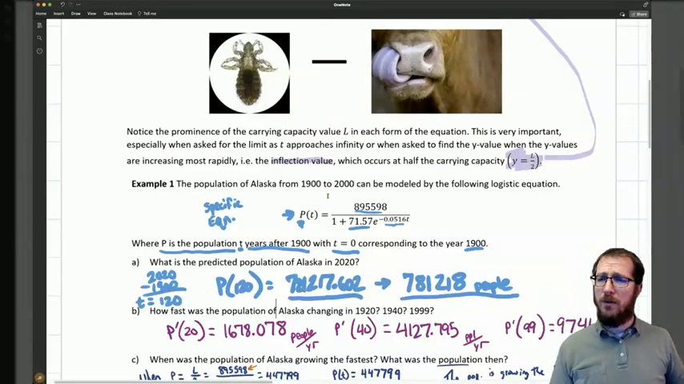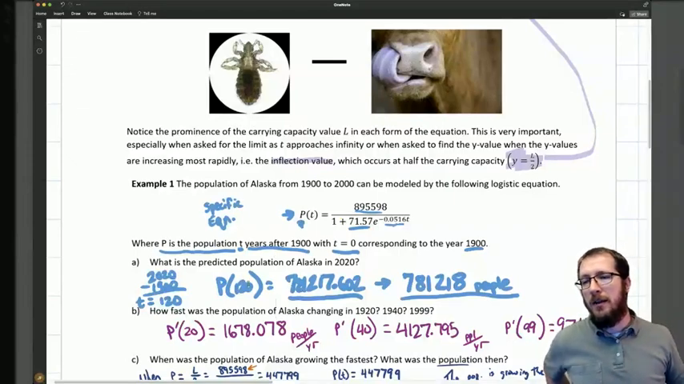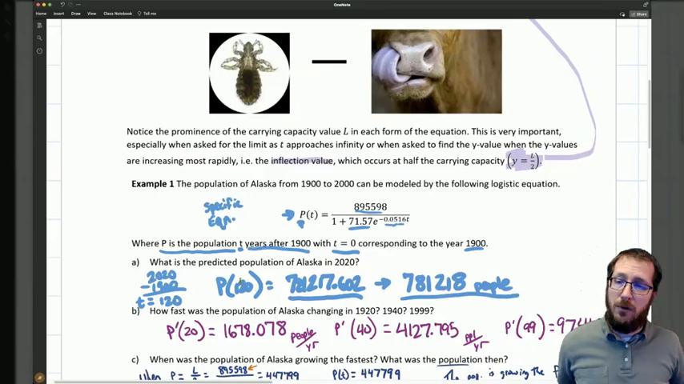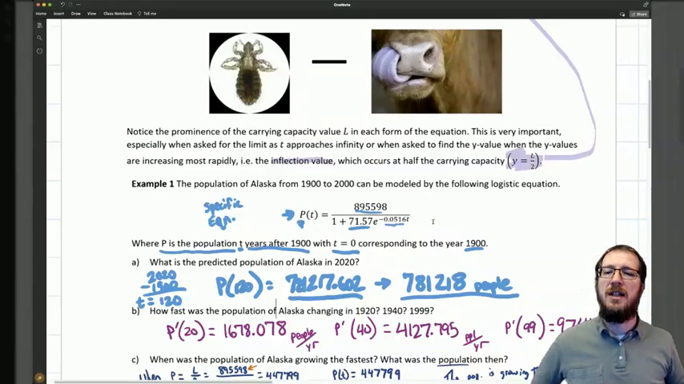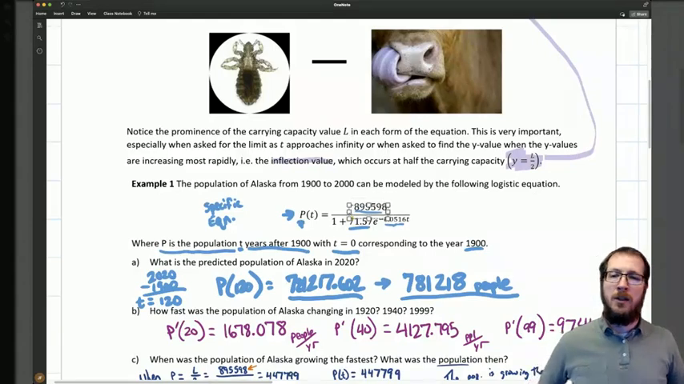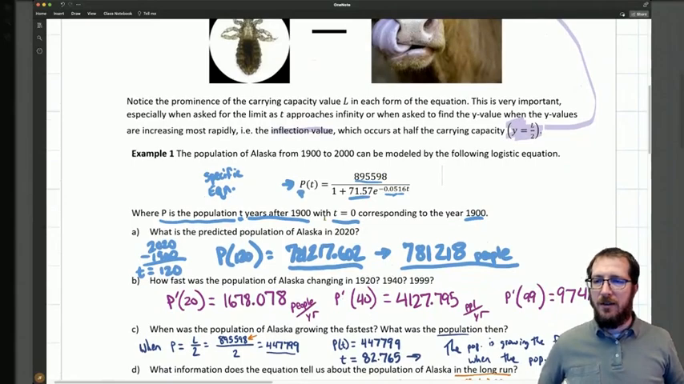All right, so plug in 120. I would put this into Y1 right away, and then say Y1 of 120, or go to your table and go to 120. All right, it's going to give us that value again. You should expect a value less than this carrying capacity. If you get something bigger, double check your work. All right, that's as high as it should get.